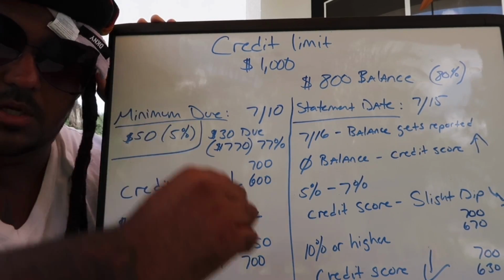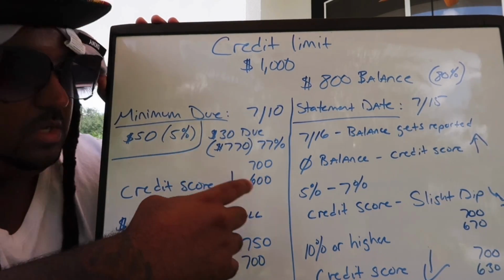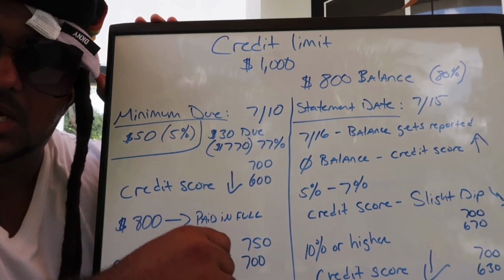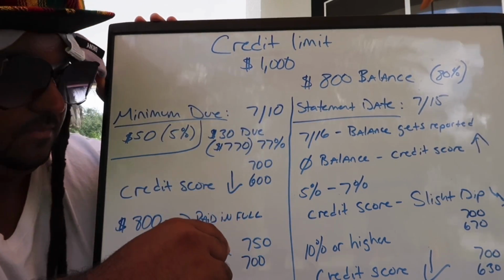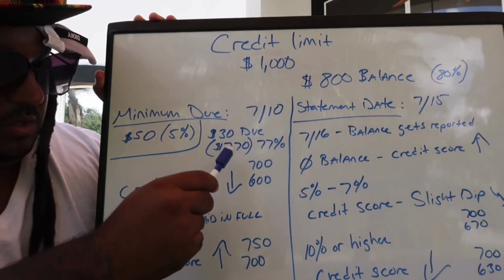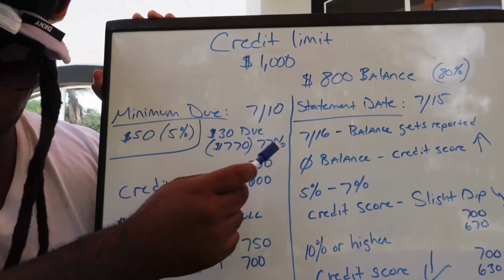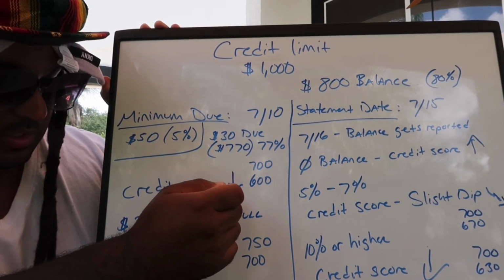Excuse me, my stunner shades. I'm painting a picture for you of how much of a hit you'll take on your score if you carry over a gigantic balance like that. If you make the minimum payment and carry over 77%, your credit score is going to drop.